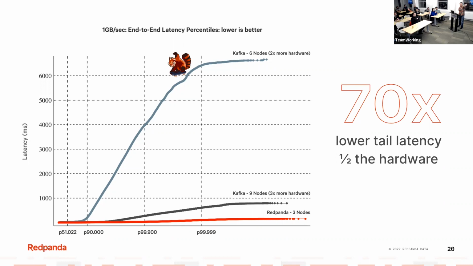We tried to run this on 3 nodes in Kafka and it just wouldn't work. So we had to double the nodes, but then when you do that, you get that latency curve. And then we went to 3x hardware on Kafka, that is 9 nodes, and it did a bit better, keeping the tail latencies under a second. That's still 3x more hardware.